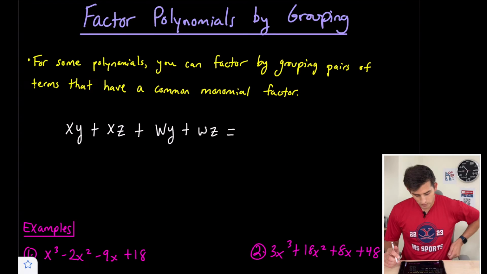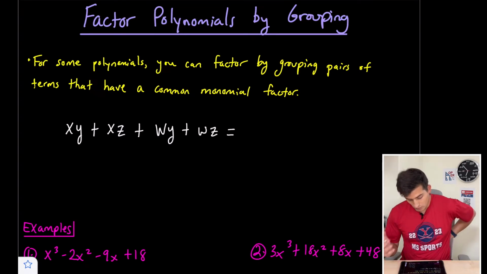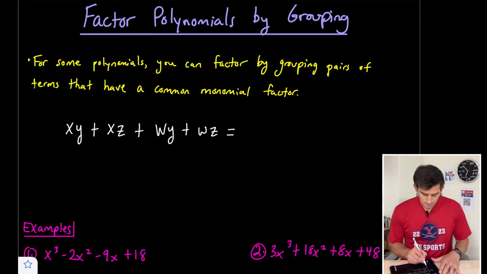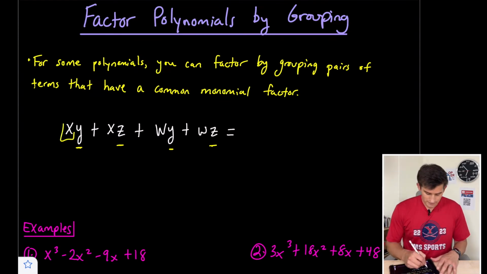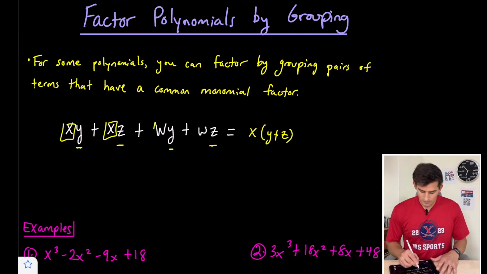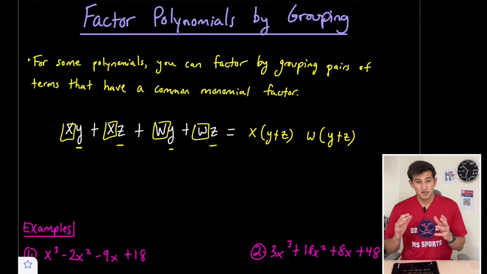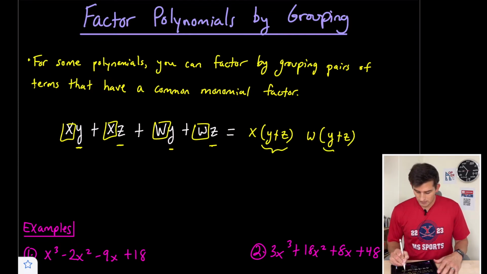So here we have xy plus xz plus wy plus wz. If you notice, all of these terms have a w and a z, right? Not a w, a y and a z. And so here we could factor out an x, right? So this would become x times y plus z. And then here we could factor out this w. So this would become w times y plus z. So the common factor that we've factored out is y plus z.